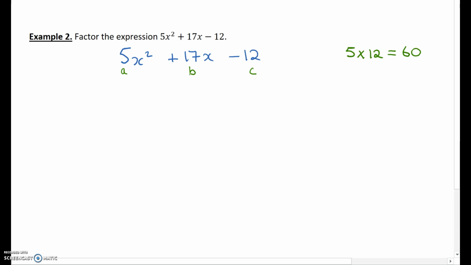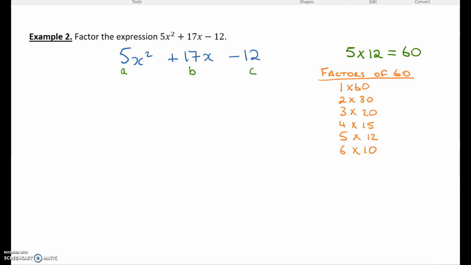The second thing to look at is to list all the factors of 60. There can be quite a few of them. The bigger the number is, the more factors there are likely to be. So we have 1 times 60, 2 times 30, 3 times 20, 4 times 15, 5 times 12, 6 times 10, and that's it. There aren't any others. So those are the factors.